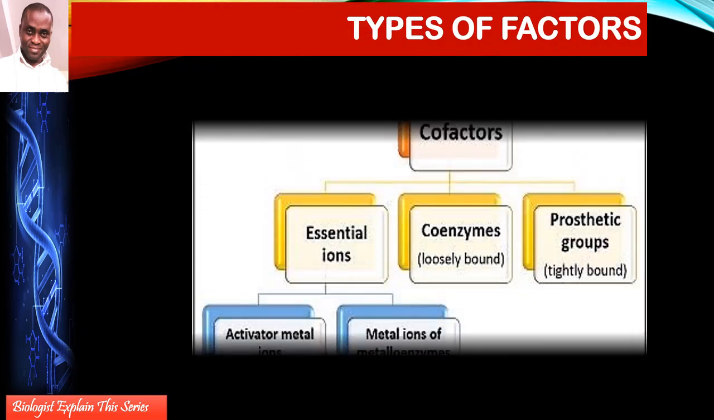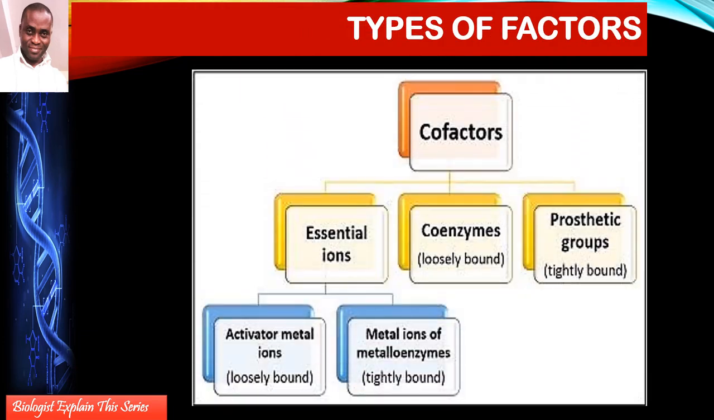So let's look at the types of cofactors from this chart. Cofactors can be ordinary ions, that's metal ions, or they can be coenzymes and prosthetic groups. The introduction here is that you can have ions and organic molecules acting as cofactors. Now, to your right on the screen, coenzymes and prosthetic groups are both organic in nature, and you've got the ions to your left, meaning inorganic.